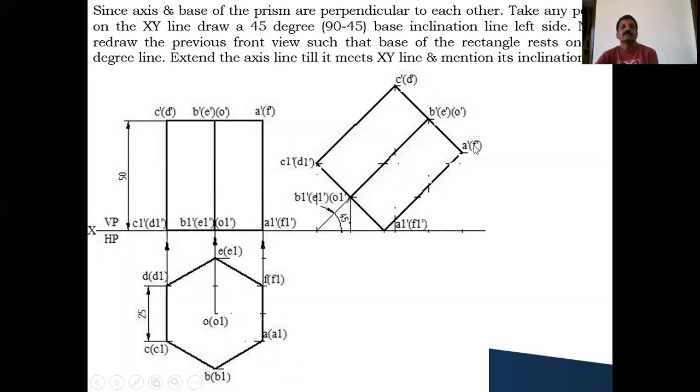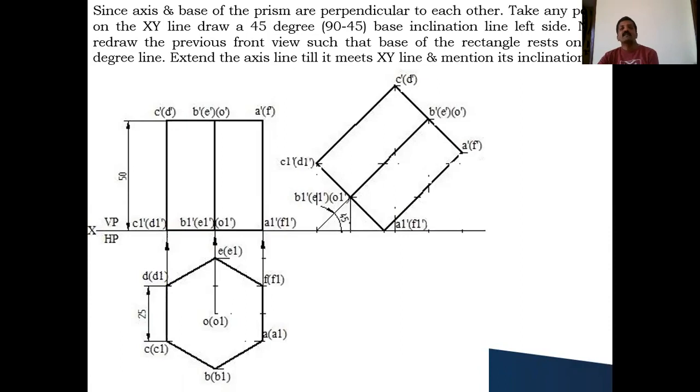After this, what exactly have you done here? Without changing its shape and size, you have redrawn this rectangle such that the base is inclined at 45 degree to HP. And now the axis is inclined here. That's why this is the axis line. You extend this axis line till it meets the XY line. You mention that the axis inclination is 45 degree.